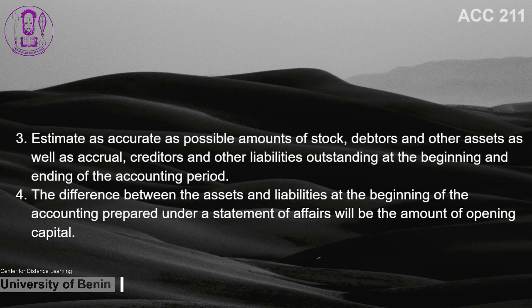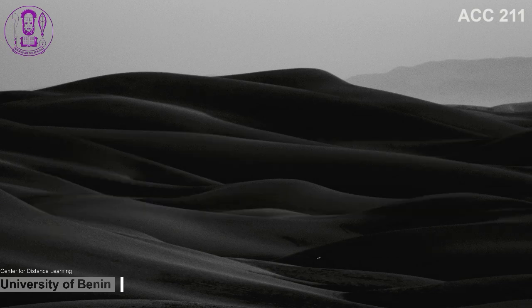3. Estimate as accurately as possible amounts of stock, debtors, and other assets as well as accruals, creditors, and other liabilities outstanding at the beginning and end of the accounting period. 4. The difference between the assets and liabilities at the beginning of the accounting period, prepared under a statement of affairs, will be the amount of opening capital.